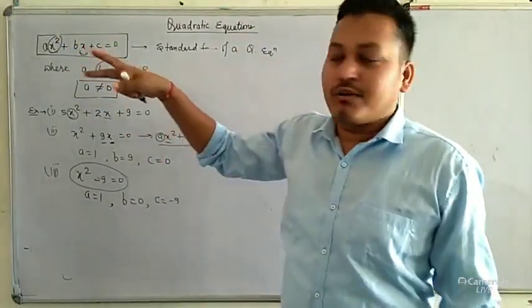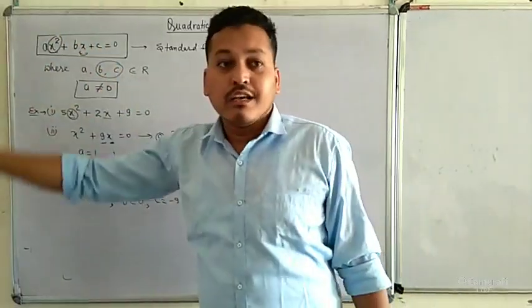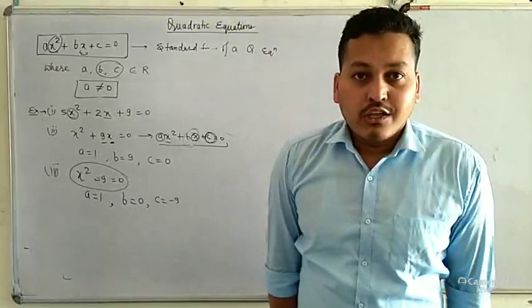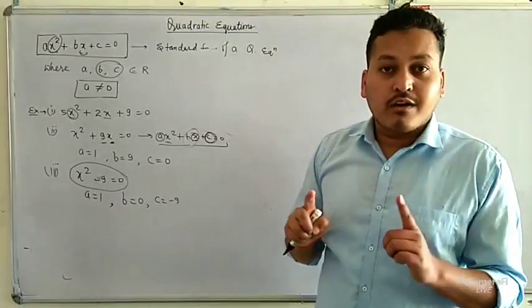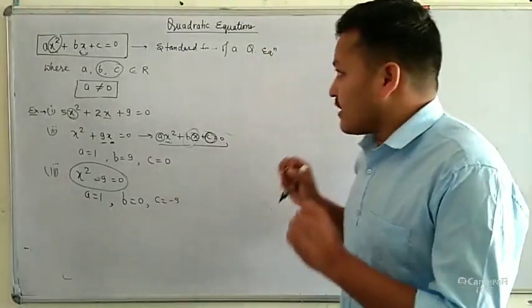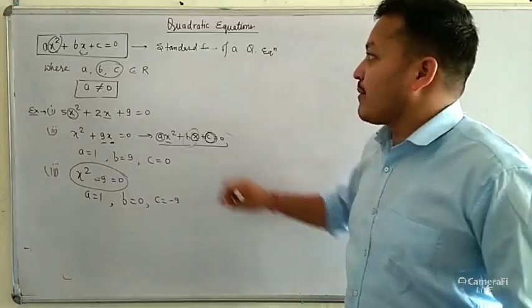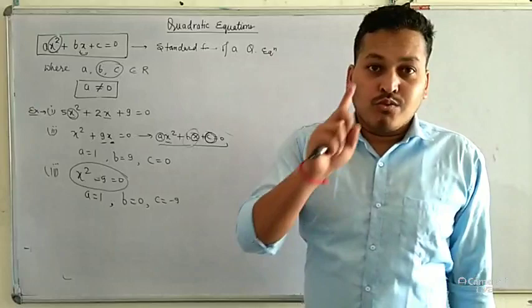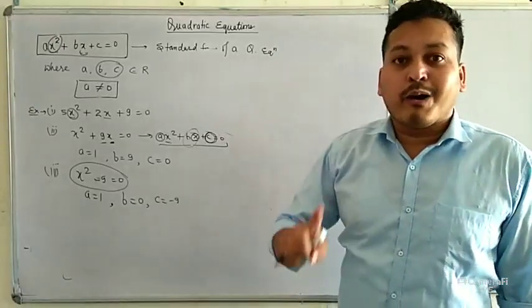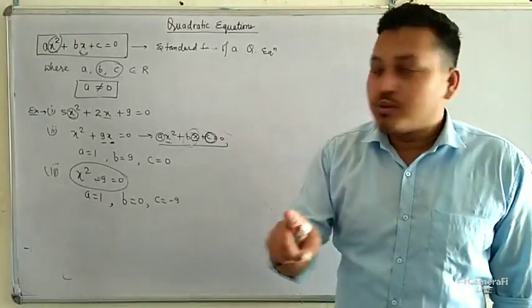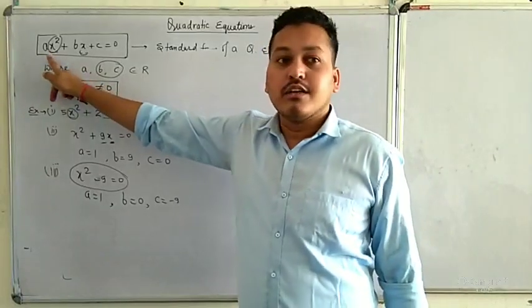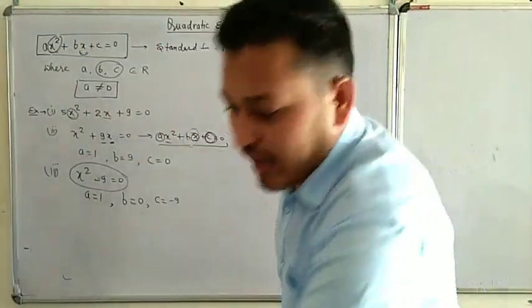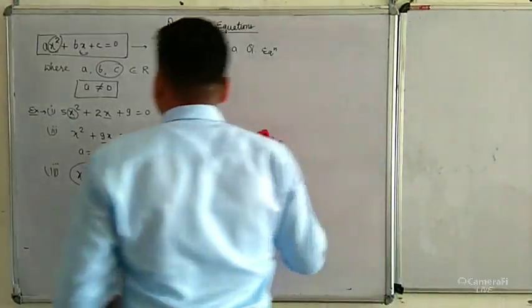So I already told you the highest power of x in a quadratic equation must be 2. So what is a quadratic equation? Now I am explaining the definition of a quadratic equation. If any equation has one variable and the highest power of that variable is 2, then that equation is known as a quadratic equation. I hope you understand the concept of quadratic equation.